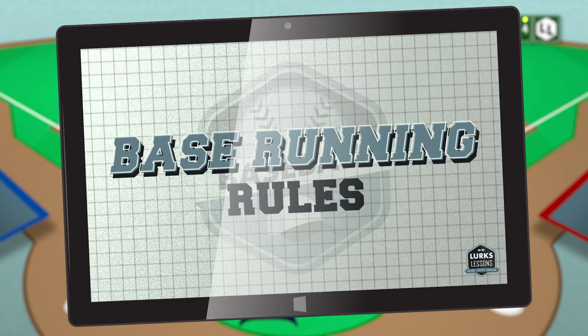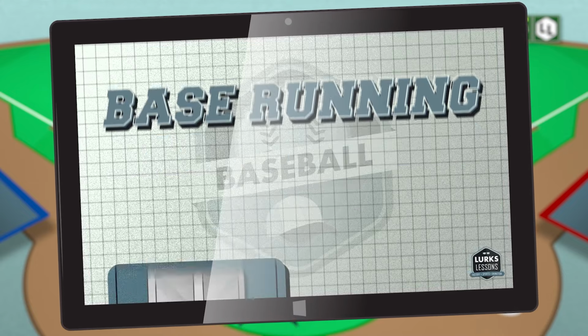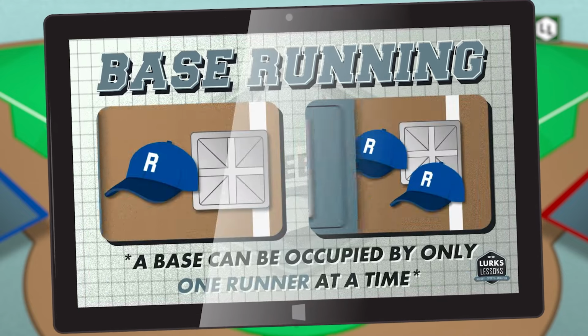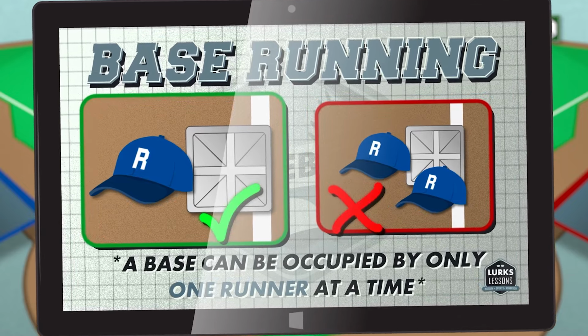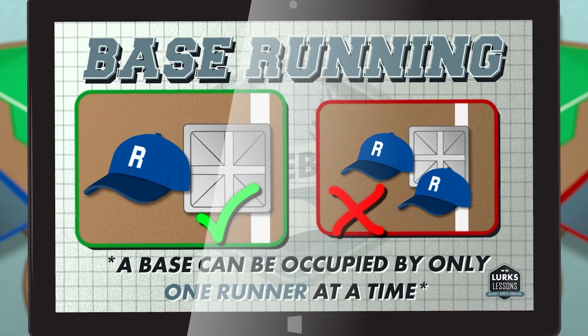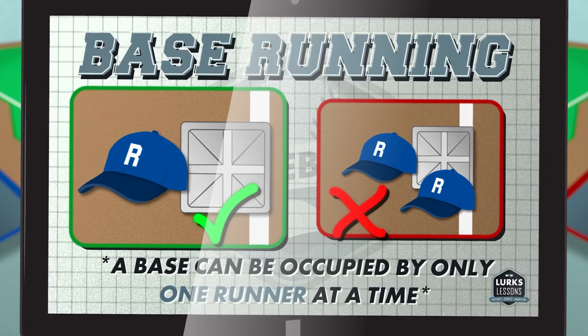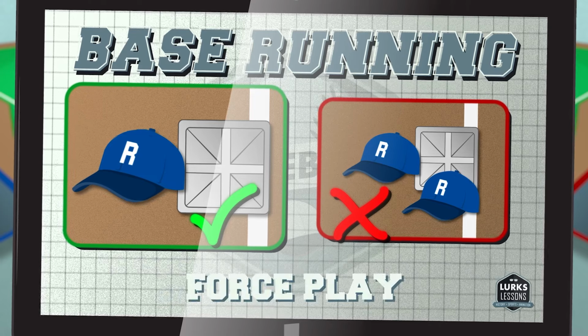Base runners must adhere to specific guidelines once they reach a base. A fundamental rule is that a base can be occupied by only one runner at a time, necessitating any runner to vacate their starting base and try to advance to the next base when a hit lands. This is known as force play.